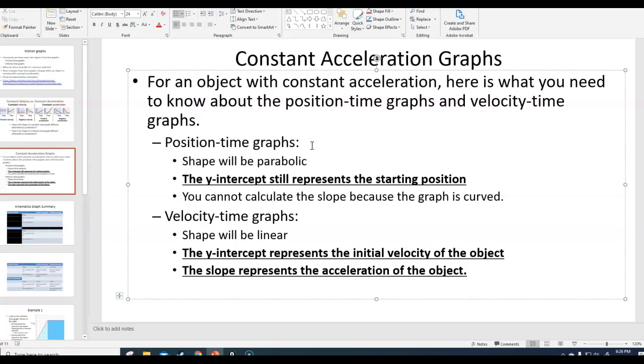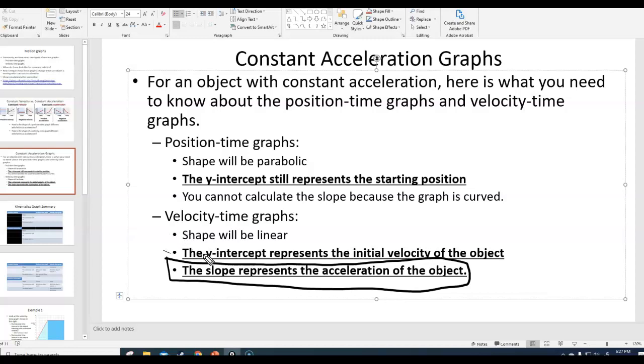The velocity time graph, if you have acceleration, is going to be linear. The y-intercept represents the initial velocity of the object. The slope represents the acceleration of the object. This right here is a key piece of information on this slide because we saw when we talked about position time graph, the slope on a position time graph represents velocity. The slope on a velocity time graph represents acceleration.